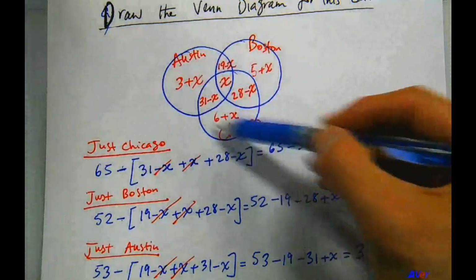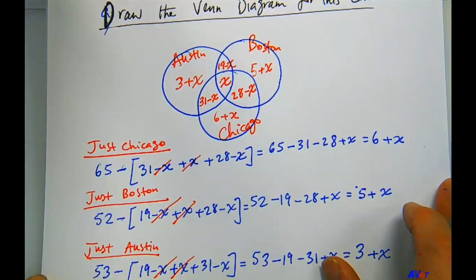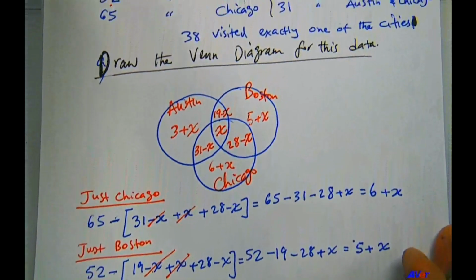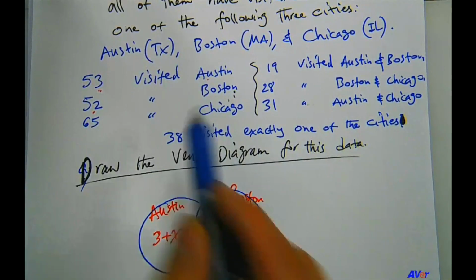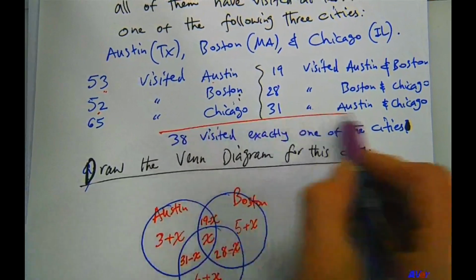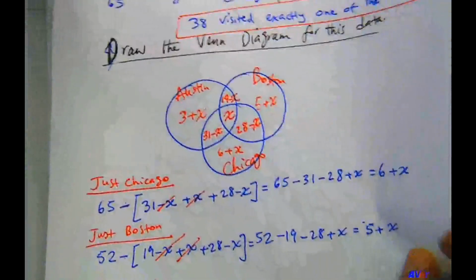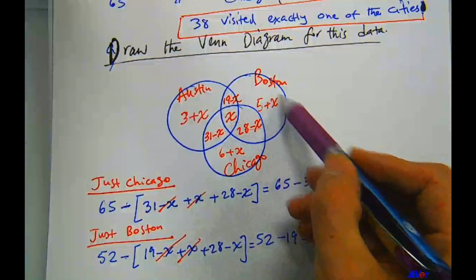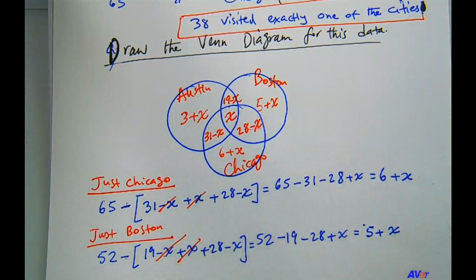Now, looking at this Venn diagram, it's obvious that if we know X, we know everything else in this Venn diagram. So let's take advantage of a piece of data that we were given, but haven't yet used. It's this one: 38 visited exactly one of the cities in total. So that means if we add 5 plus X, 6 plus X, and 3 plus X, we need to get 38. So let's do that.